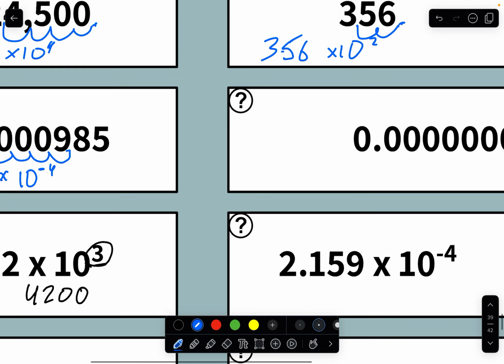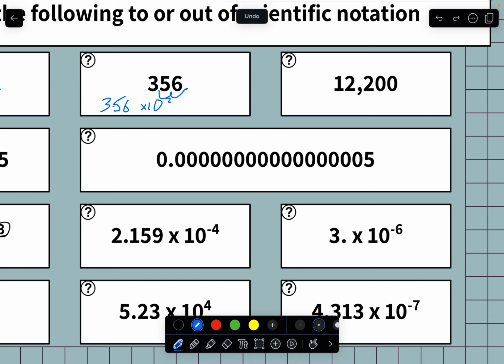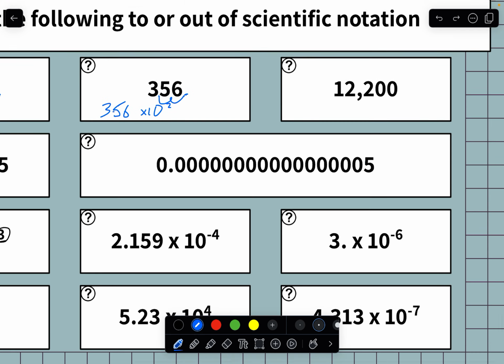Okay. I'm going to leave these two for you all to do. Make sure to work through it. You should get 1.22 times 10 to the 4. And then either 5, or you can do 5.0, it doesn't matter. But 5 times 10 to the negative 17.